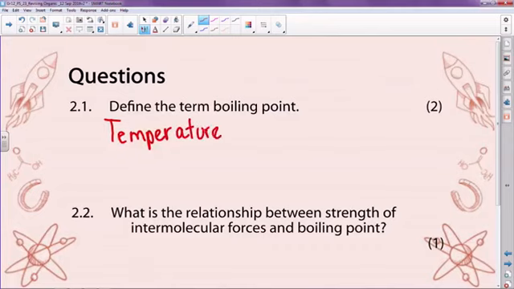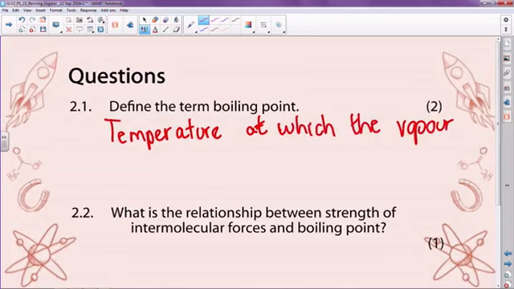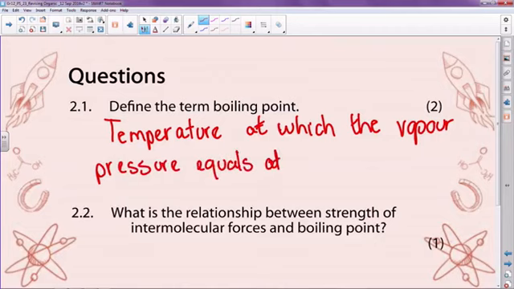Now watch what I'm going to say, at which the, now watch here, this is the important thing, the vapor pressure equals atmospheric pressure. Okay, that's when it starts to boil.